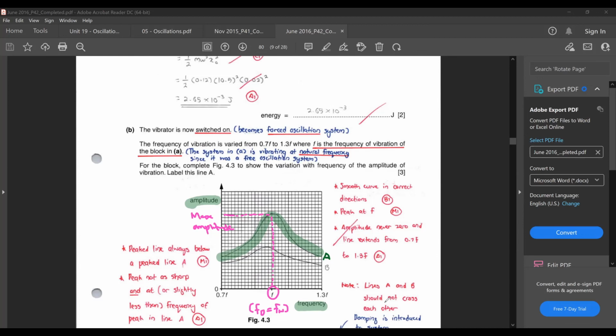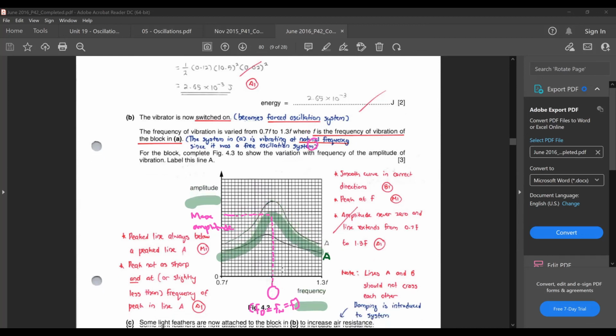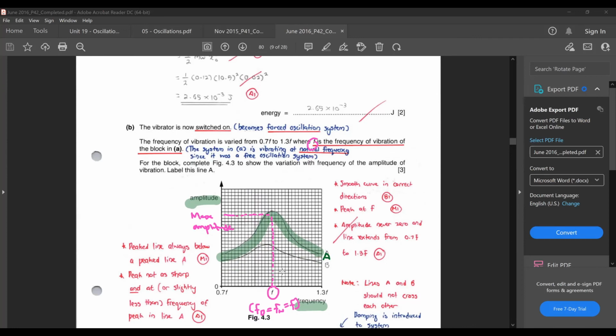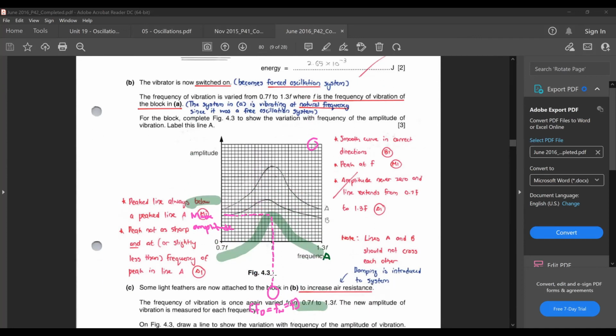All right. So when your driving frequency equals your natural frequency, or in other words, equals F, as defined by your question above, this is where you get maximum amplitude. All right. So that one is for this. Okay, so that one is for part B.